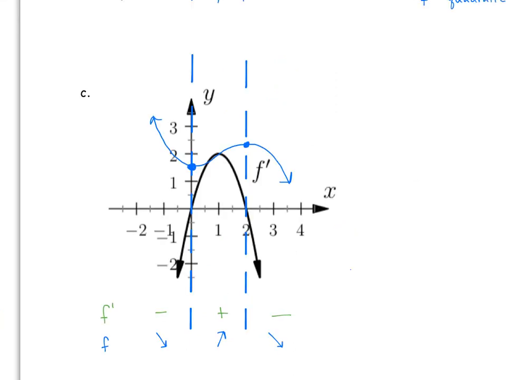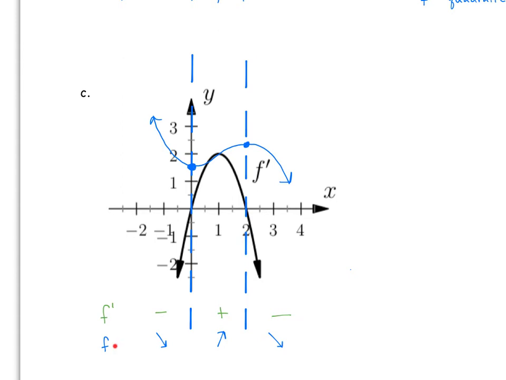Okay, so I noticed that f prime goes from negative to positive at this point right here when x equals 0, so I drew my dashed line in. I also noticed that f prime goes from positive to negative at x equals 2, so that's why I drew in my dashed line here. Okay, so then I label everything. So f prime goes from negative to positive to negative.